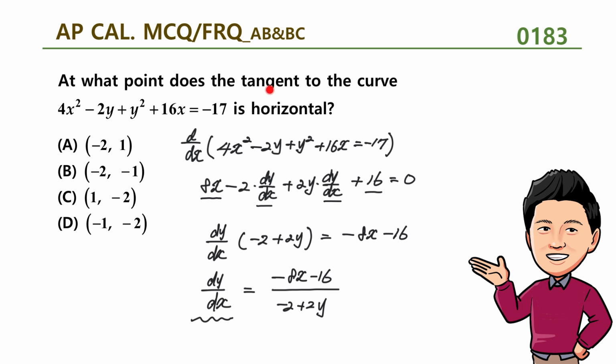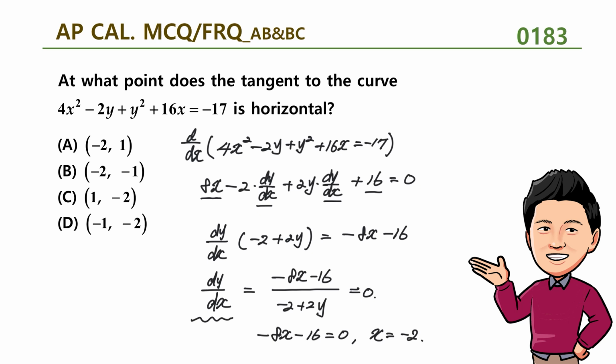And if the tangent is horizontal, like I said, this has to be equal to 0, right? If this whole expression is equal to 0, that means the numerator has to be equal to 0, not the denominator. So negative 8x minus 16 must be equal to 0. Then we know that x is equal to negative 2.